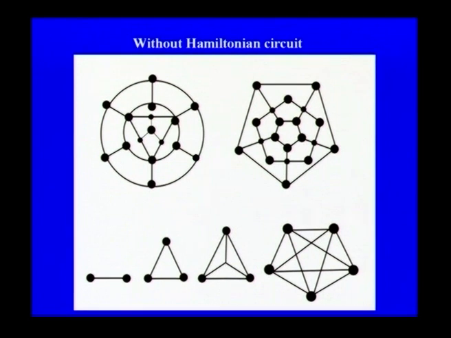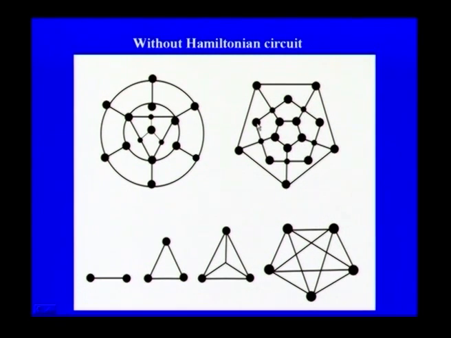These two graphs do not have Hamiltonian circuits. It is not so obvious when you look at them. Why do we say these two graphs do not have a Hamiltonian circuit? Take this one first. A Hamiltonian circuit will enter a vertex and leave a vertex. Only two edges incident on a vertex can be included in the Hamiltonian circuit.